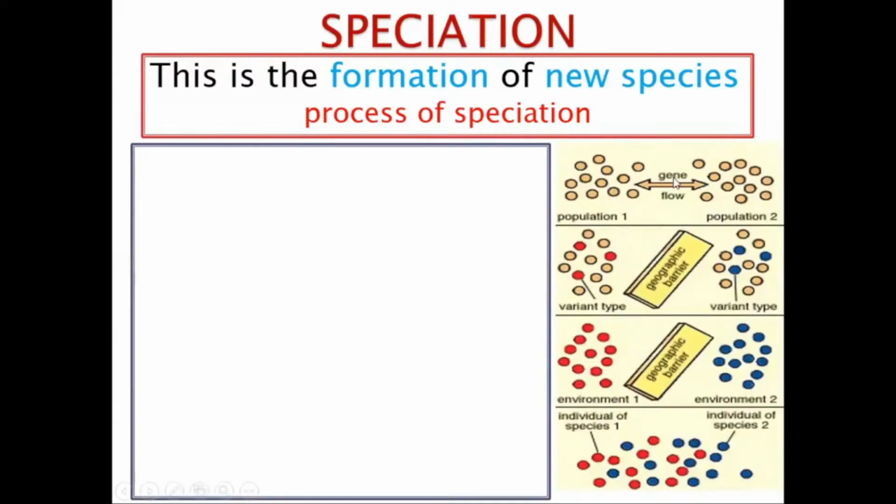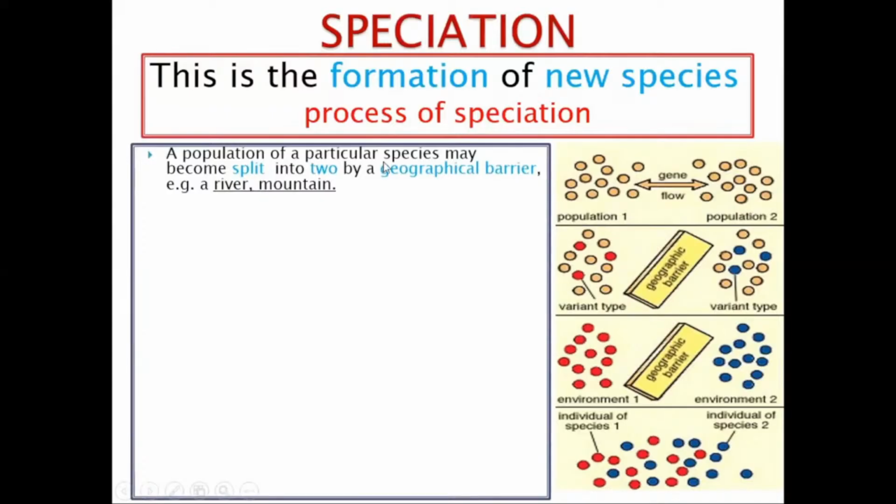So here you have a population. This population is population 1 and population 2. These two populations can interbreed. They are the same kind of species, but now a geographical barrier has come in. So we are saying that a population of a particular species may be split into two by a geographical barrier. Actually, it was one population. There is gene flow. Gene flow means that they can interbreed, they can have sex, they can meet.